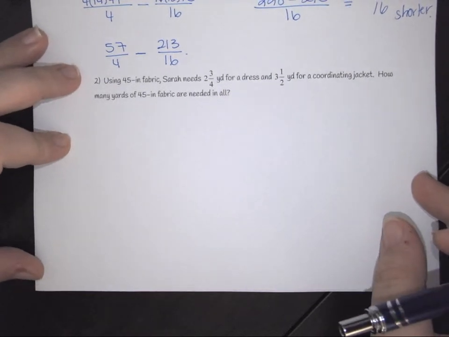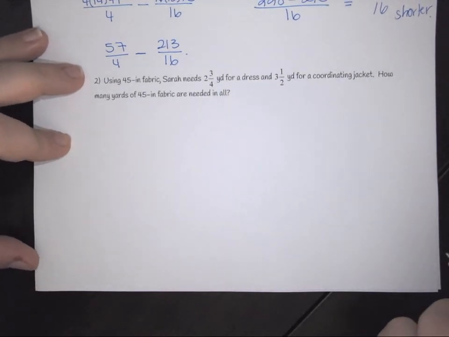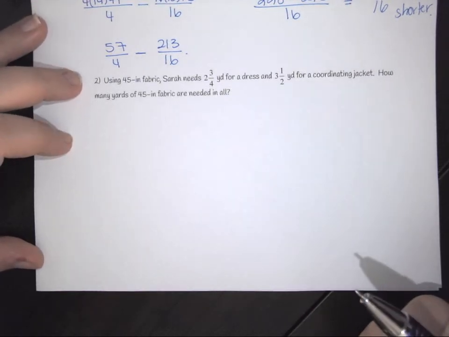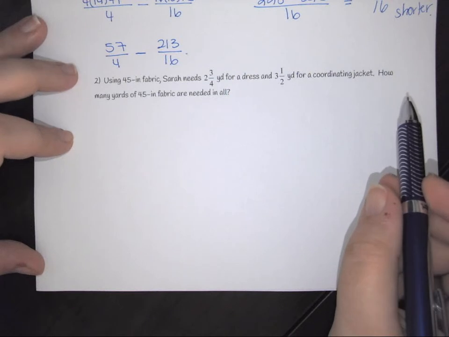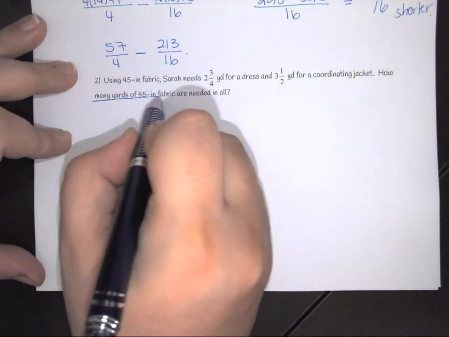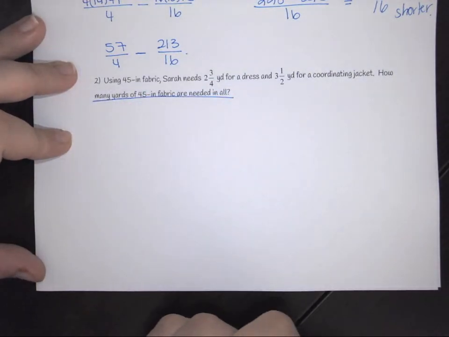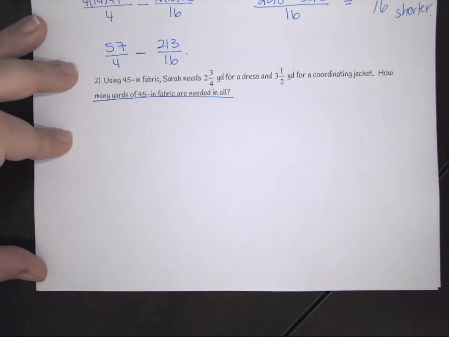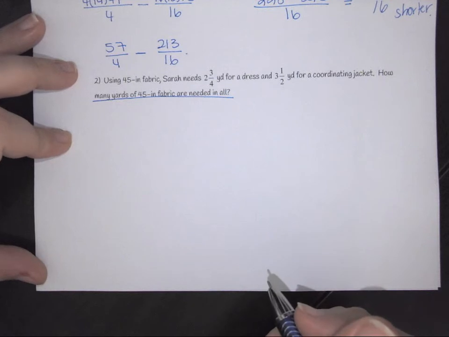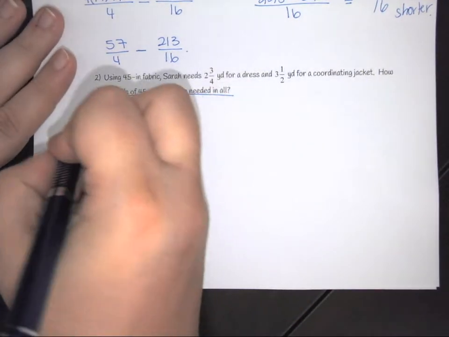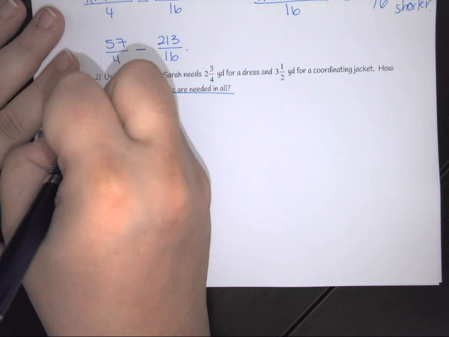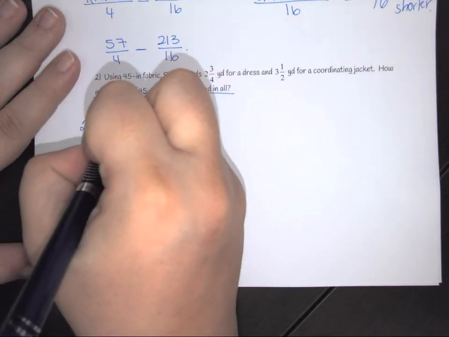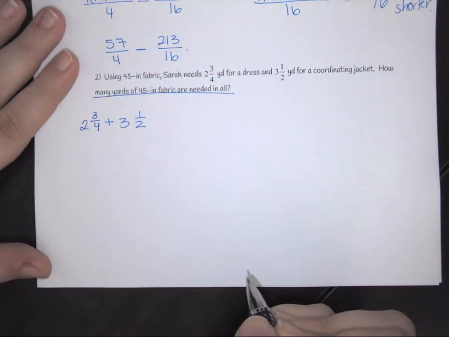Now we have, using 45 inches of fabric, Sarah needs 2 3/4 yards for a dress and 3½ yards for a coordinating jacket. How many yards of 45-inch fabric are needed in all? Okay. So the only thing that we care about is the amount. So we have 2 3/4 plus 3 1/2.